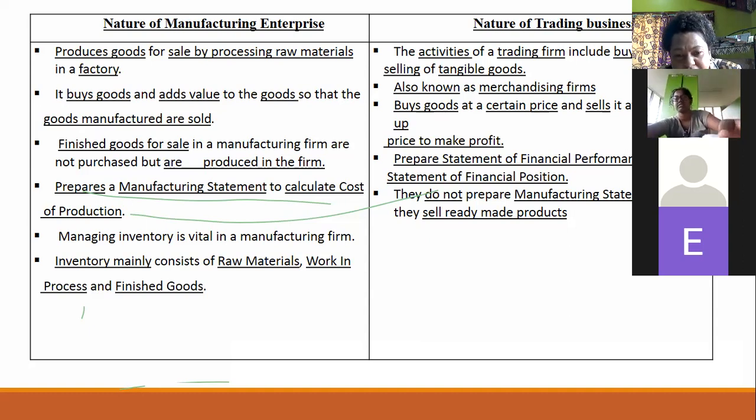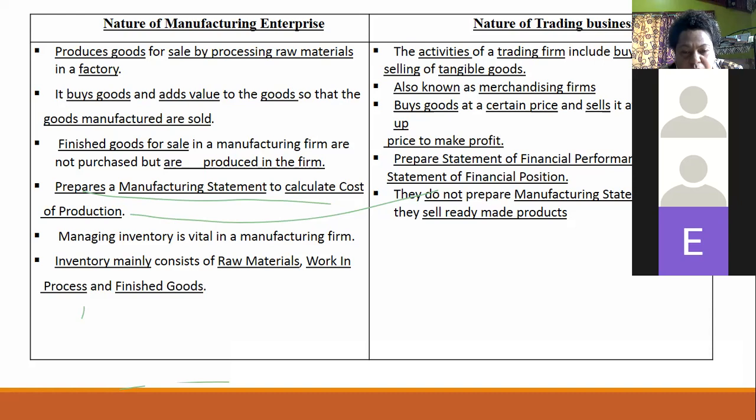The following day. Will they begin from raw materials? No. What do you think? How will we begin the next day? We will begin the following day with work in process.